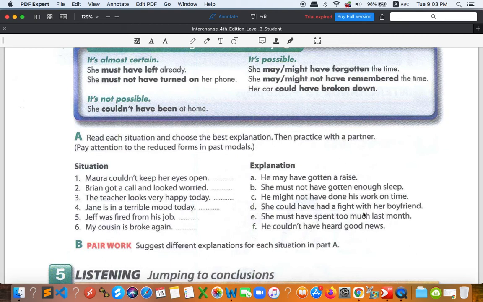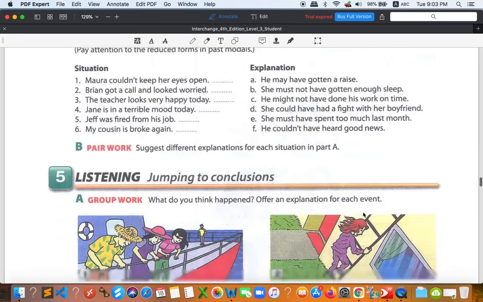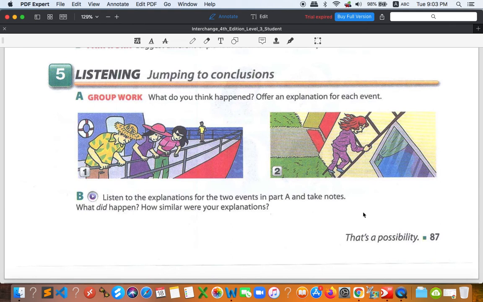Let me wrap up the answers once again. Number 1B, number 2F, 3A, 4D, 5C, and 6E, not 6C, all right, 6E. So that's it for this part, and let's go to number 5. This is listening, so you can listen to the audio that I already sent to you, so that you can just listen and get the answer.